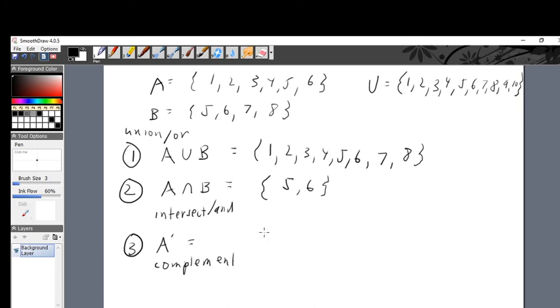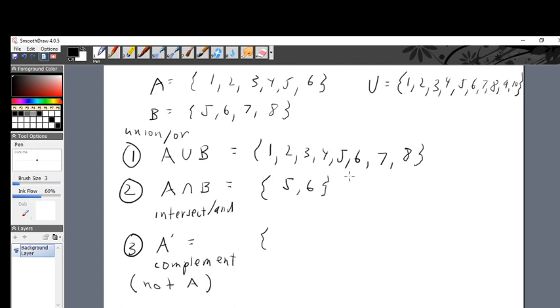What does A prime mean? Whenever you see a prime or a complement, then you need the universal set. A prime means everything that is in the universal set, but not A. In just plain English, I'm going to put in parentheses because it's a little informal, not exactly math, it means not A.